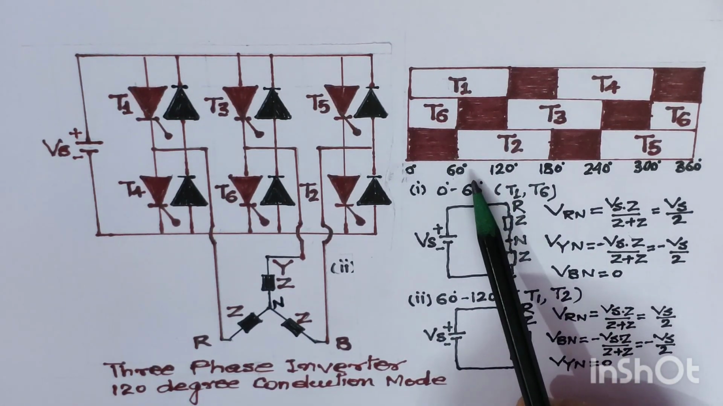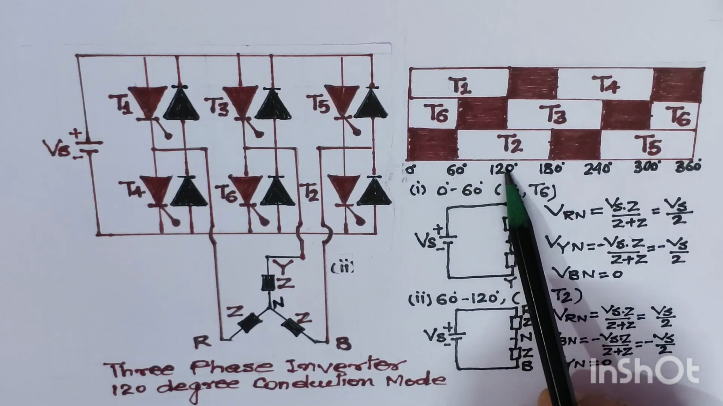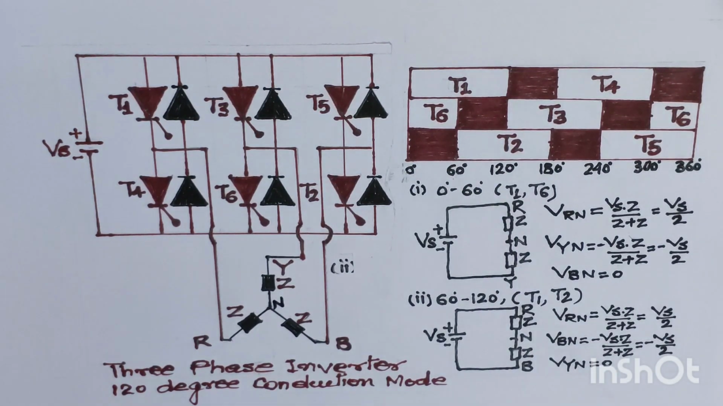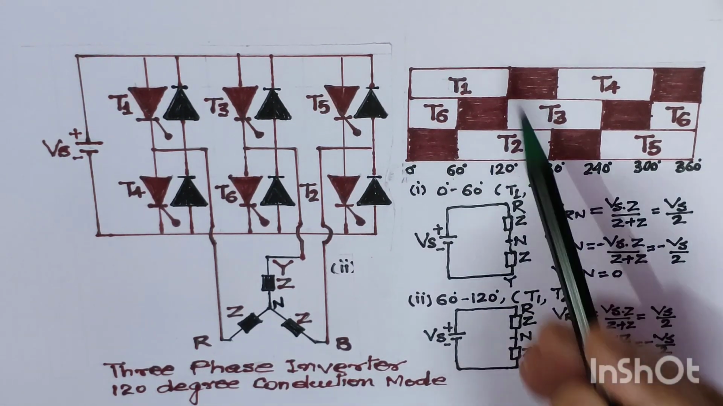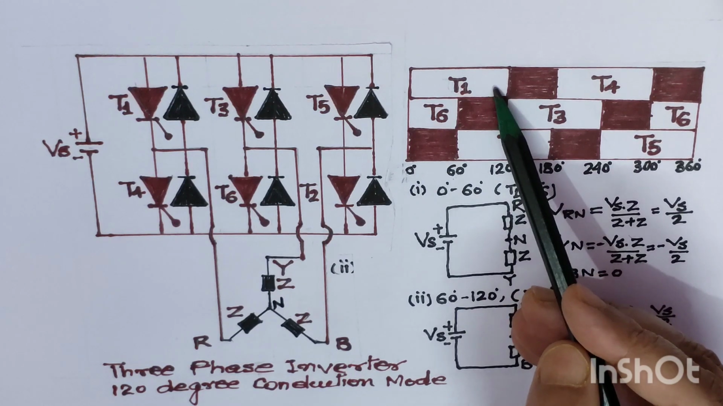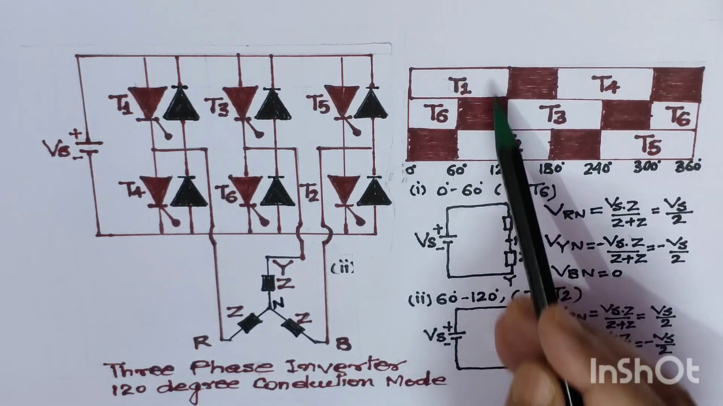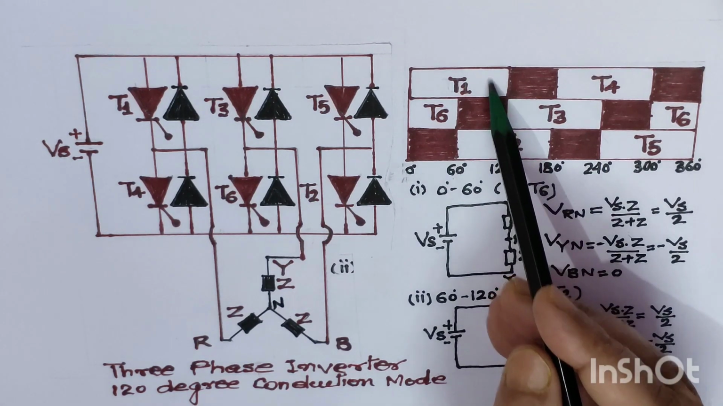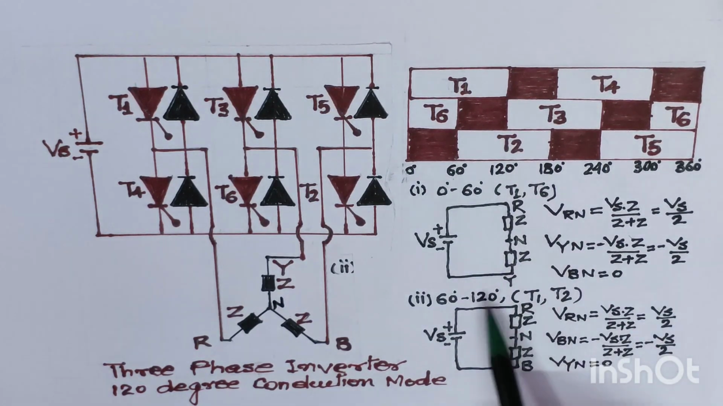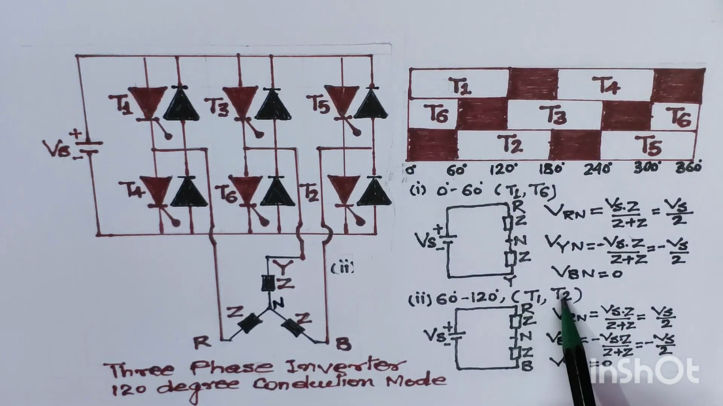That is, next interval means from 60 degree to 120 degree interval. So let us see in this interval what are those thyristors which are operating between 60 degree to 120 degree. Just see from vertical, this is T1 and this is T2. Only T1 and T2 are operating, that's why we have written here T1 and T2.